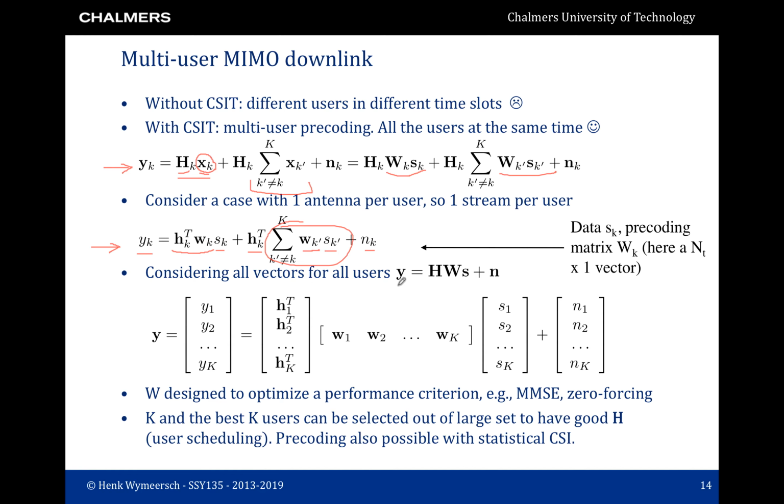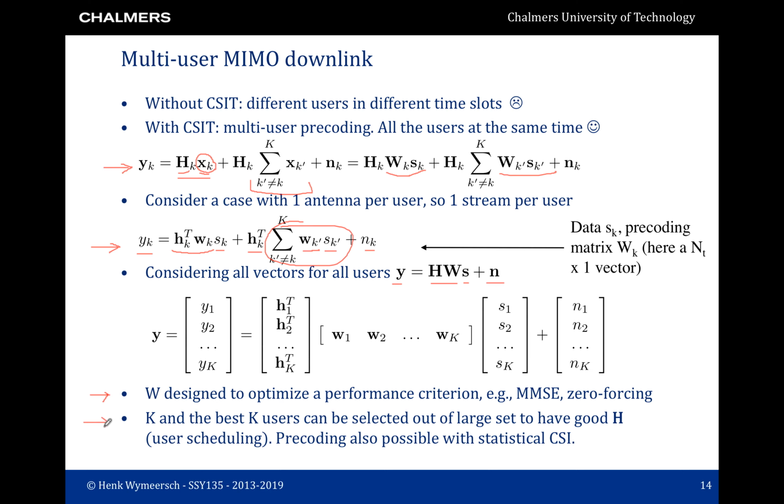We can now stack the observations for the different users, and we obtain this matrix model. So the observation for all users is a matrix H times W times s plus noise. This is written here in more detail: observations for all of the users, the channels for all of the users, the precoding vectors for all of the users, and the data for all of the users. So what the base station can do now is to design W, so to choose W in a smart way to optimize a certain performance criterion, such as zero forcing or MMSE.